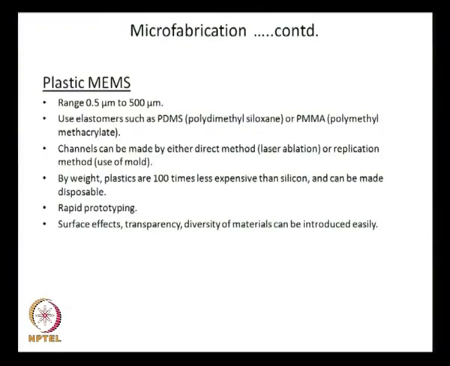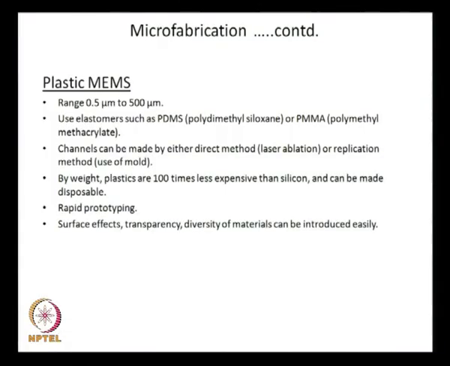That is one method, but that direct method is not followed in general. If you read the books, you see that the replication method is more common, where you have the mold, the negative, and you either pour the molten polymer or soften the polymer by application of heat, and then take the stamp, which is the negative, and press it, so that you get the channel made.